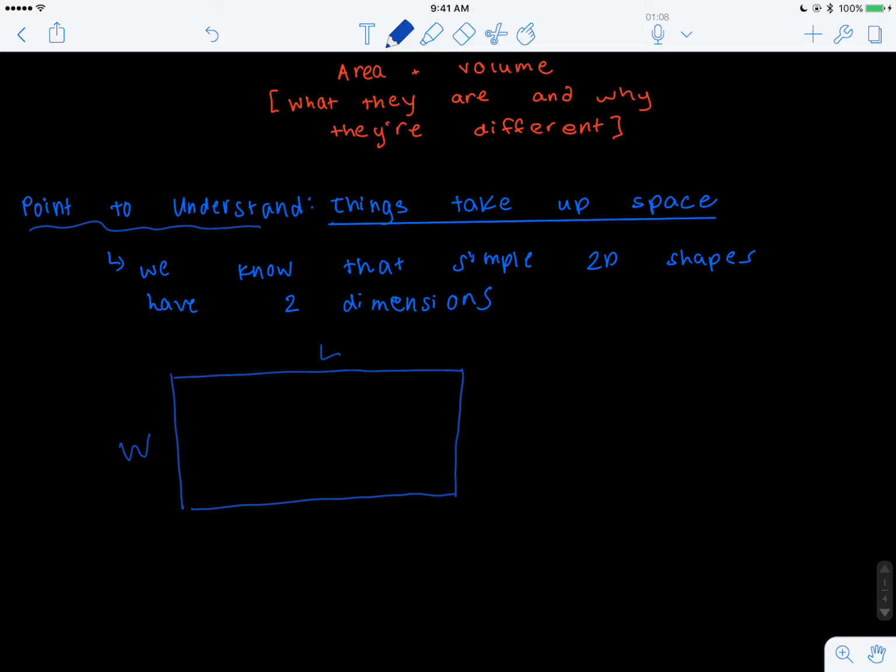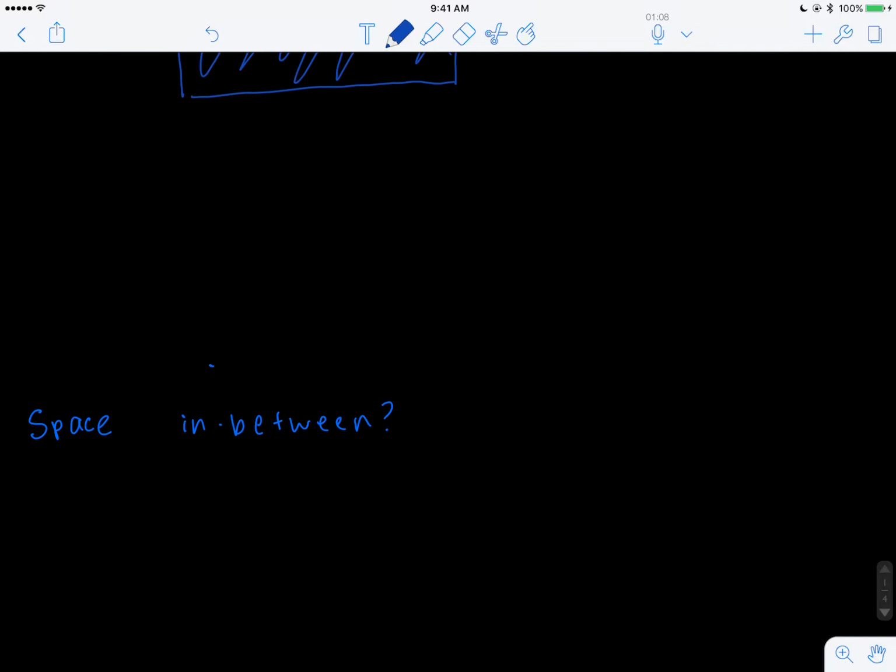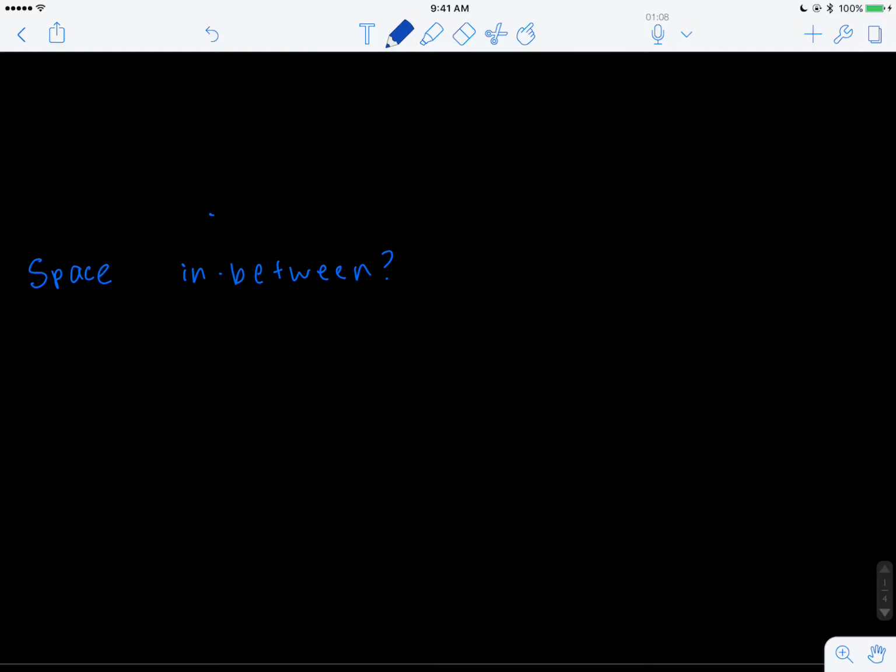But area talks about something a little bit different, because between the borders there's a lot of space. The borders are kind of the fence, and the space inside is the park. And that is the area. Volume applies in the same way, but to three-dimensional shapes, which we'll get into a little bit later. So let's start talking about what area is. Space in between.